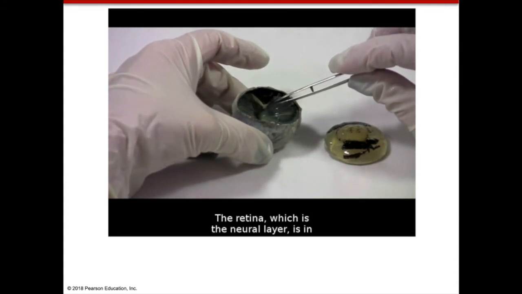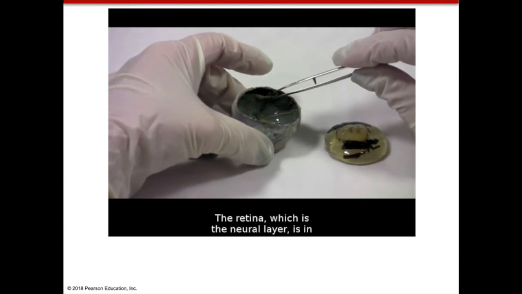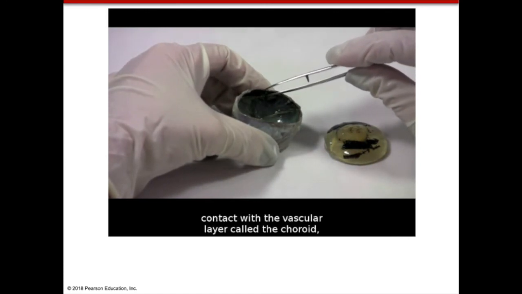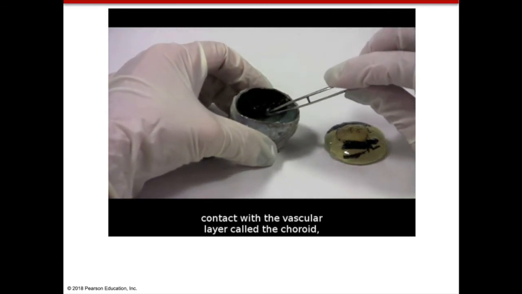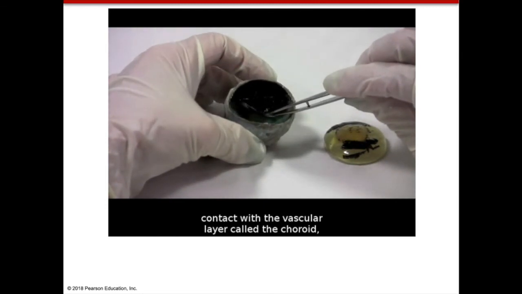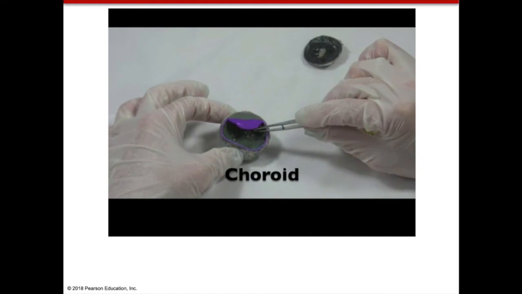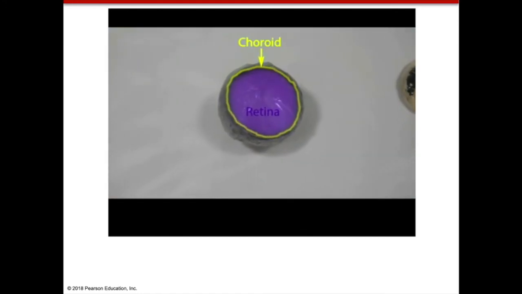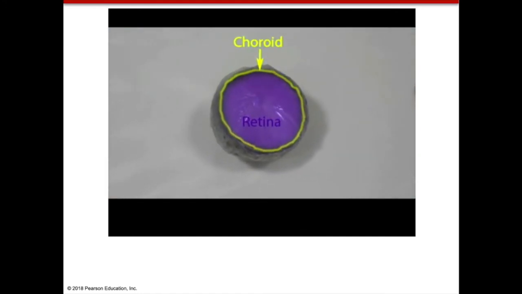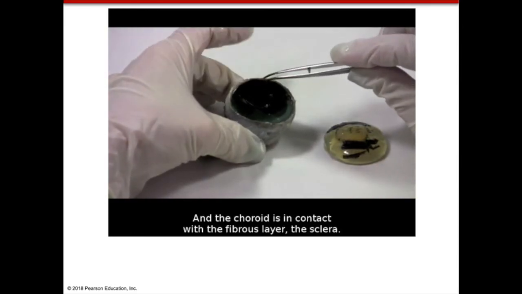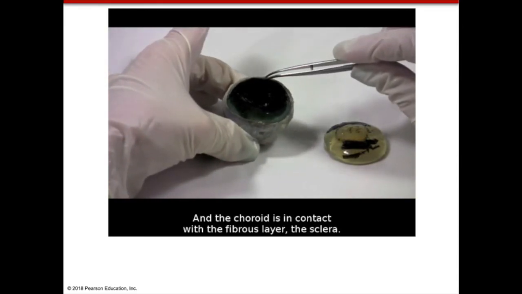The retina, which is the neural layer, is in contact with the vascular layer, called the choroid. And the choroid is in contact with the fibrous layer, the sclera.